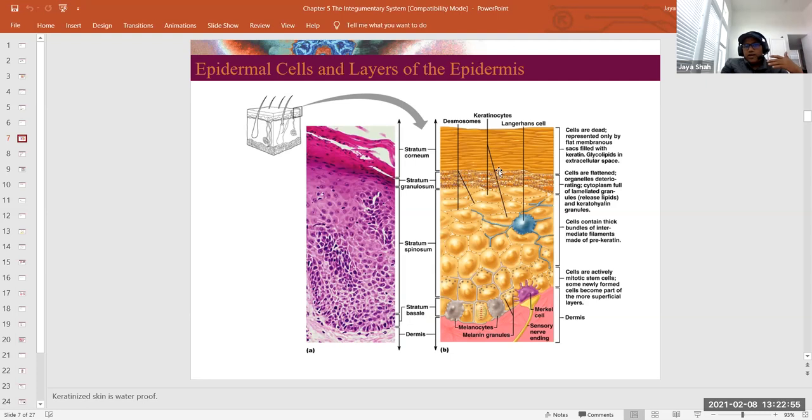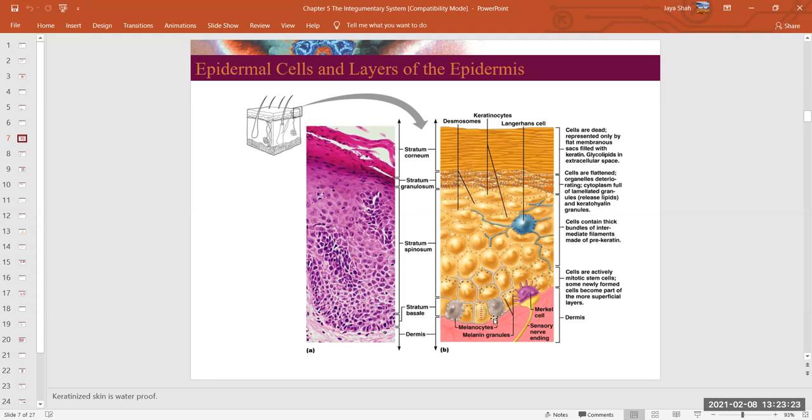Some people have a lot of melanin in their skin and some have less. Do you think the people who have lighter skin have fewer melanocytes? Yes or no? No. We all have the same number of melanocytes.